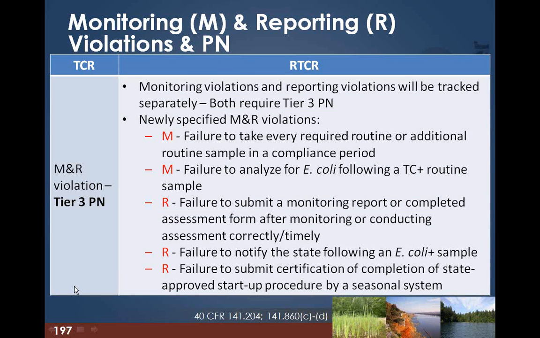For monitoring and reporting violations and PN, as we said several times, they're now separated. It's 2 different violations for monitoring and reporting, and they have different events that trigger them. Under the RTCR, the monitoring and the reporting violations are tracked separately and can result in multiple violations. All M and R violations require the public water system to issue public notice that meets the Tier 3 public notification requirement.